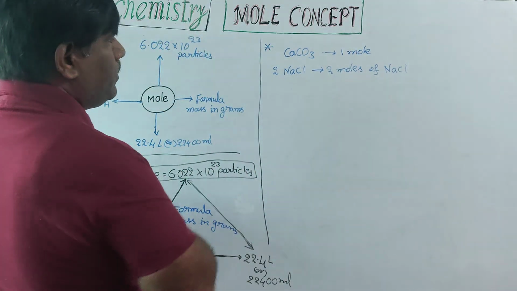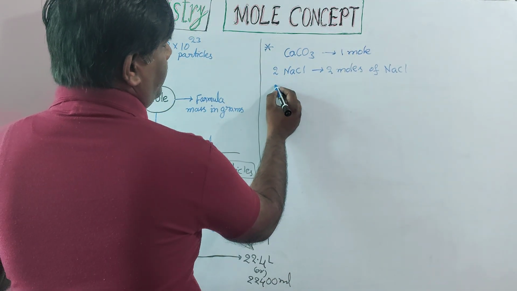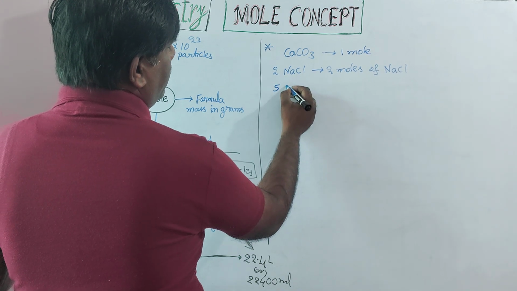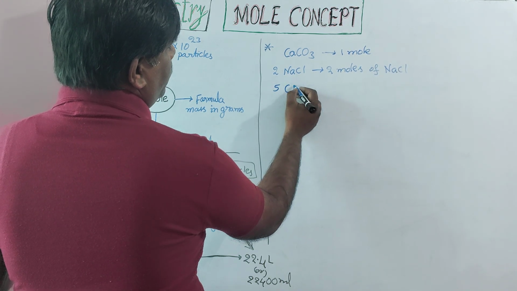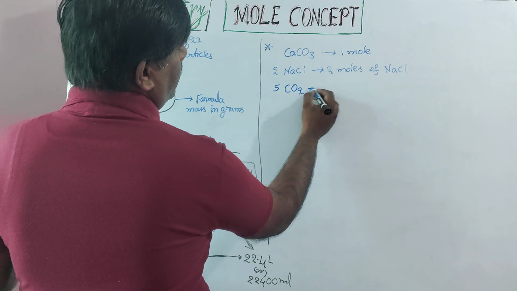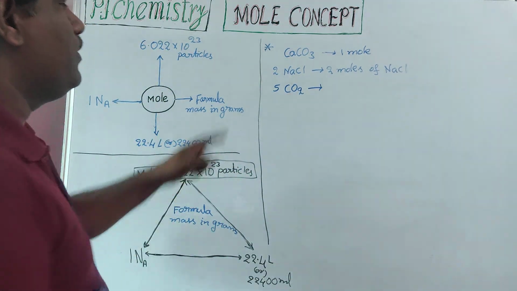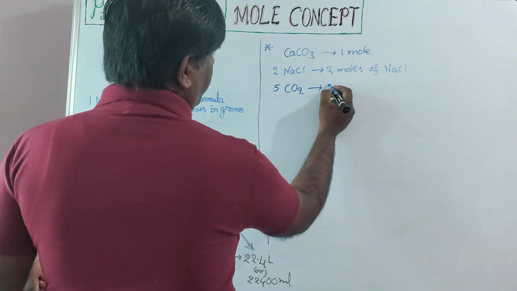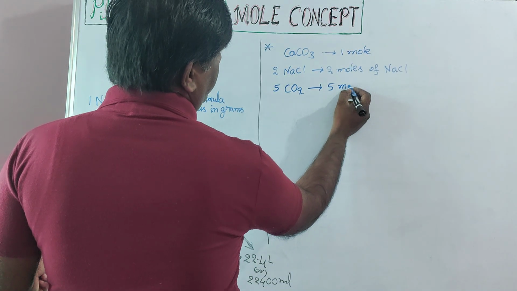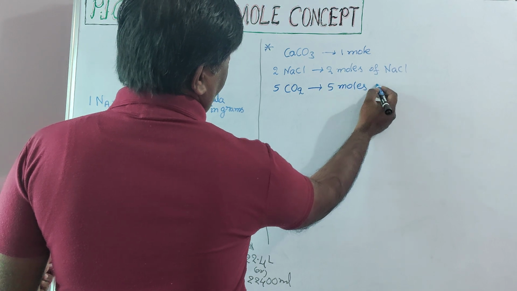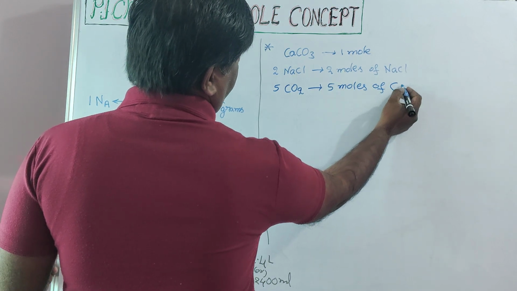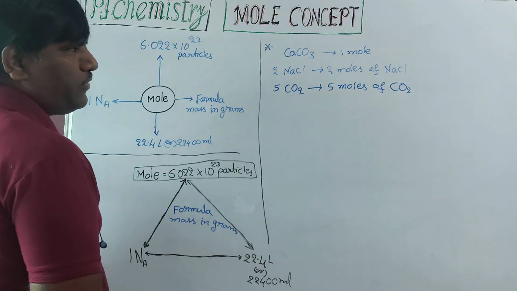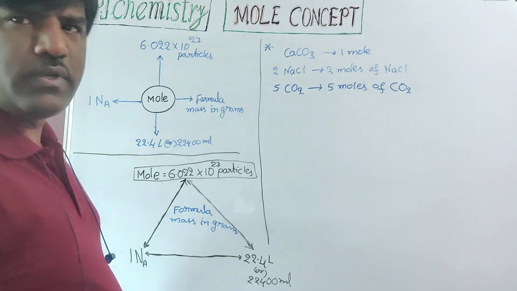Next, I'm taking here 5 CO2. How do we read this? It is 5 moles of carbon dioxide. We should read it like this: 5 CO2 is 5 moles of carbon dioxide.